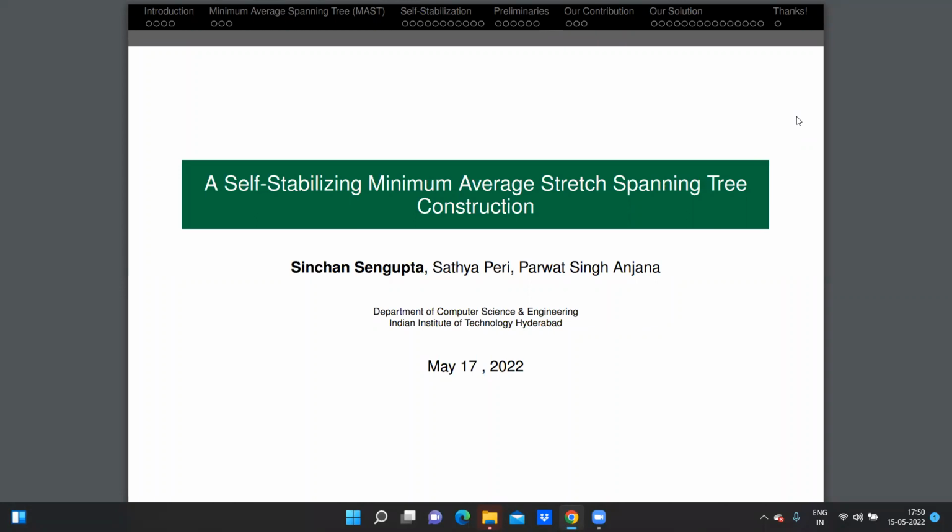I am Sinchan Sengupta and I will be presenting our paper titled A Self-Stabilizing Minimum Average Stretch Spanning Tree Construction. This is a joint work with Sathya Peri and Parwat Singh Anjana from the Department of Computer Science and Engineering, Indian Institute of Technology, Hyderabad.